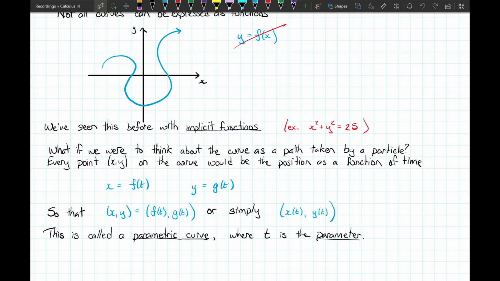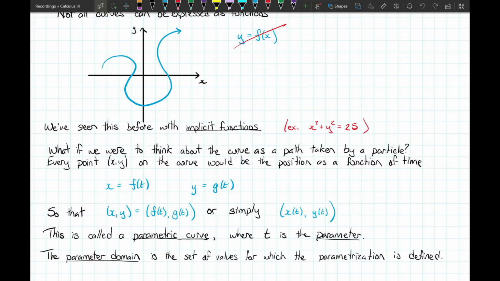Now, unlike the domain of a function where we would say the values of x are over some interval, in this case it's the parameter that has an interval. So we call this the parameter domain. The parameter domain is the set of values for which the parameterization is defined. Parameterization is where we take this curve and we define it as some parametric form. Let's take a look at a couple examples of maybe just using table of values to understand how we take a parameter t and give ourselves points on the curve.